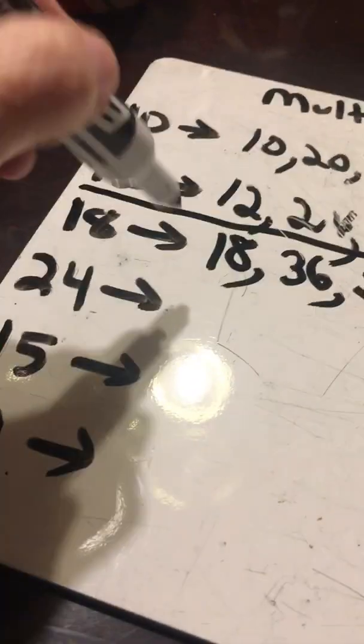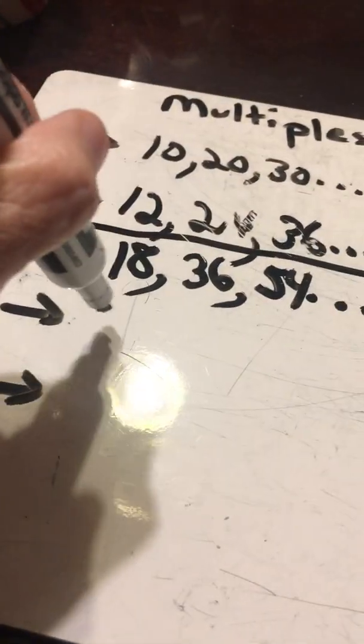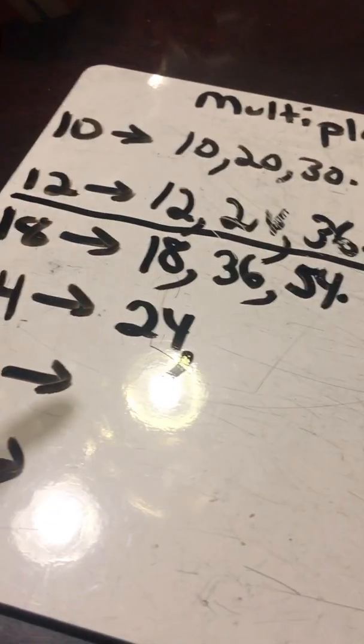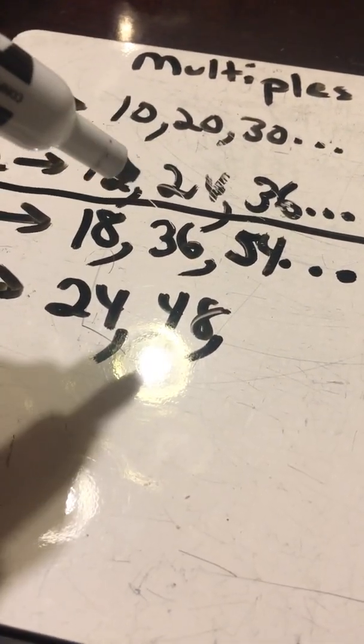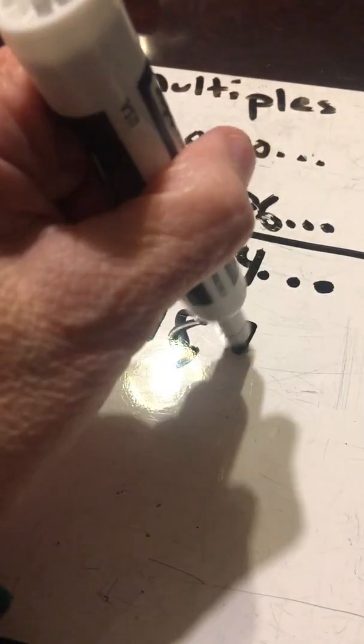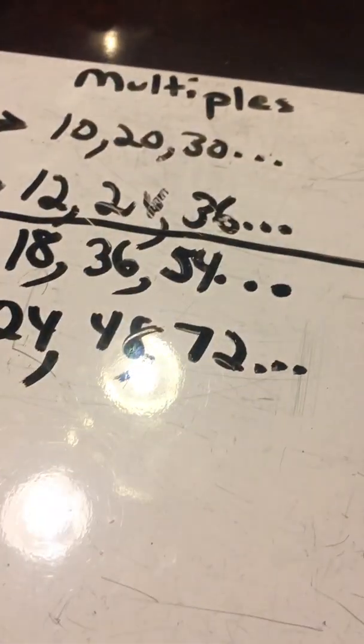Now, 24. The multiples of 24: you write down 24. You add 24, which is 48. You add 24. Let's see, 48, 58, 68. And then add 4 more. That'd be 72, dot, dot, dot, to indicate it goes on forever. And then we want the factors.